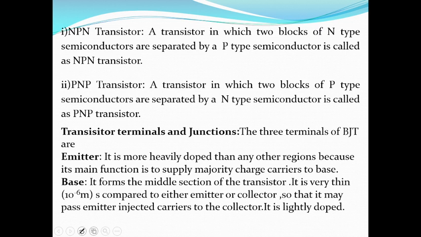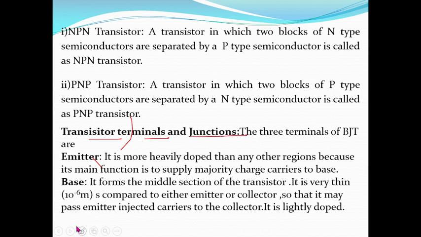Now, the NPN transistor. See here, we have a transistor in which two blocks of N-type semiconductor are separated by a P-type semiconductor. It is called NPN. If an N-type semiconductor is placed in between two blocks of P-type semiconductor, then it is called a PNP transistor.